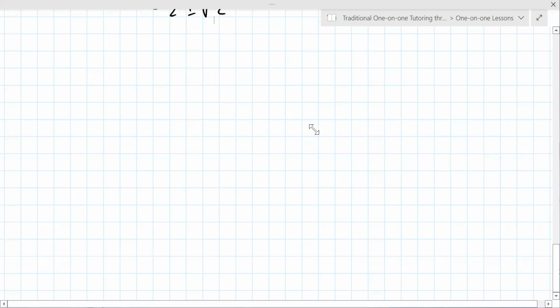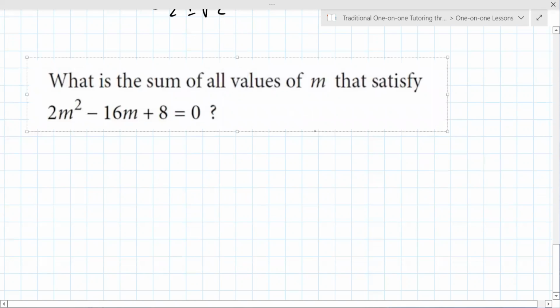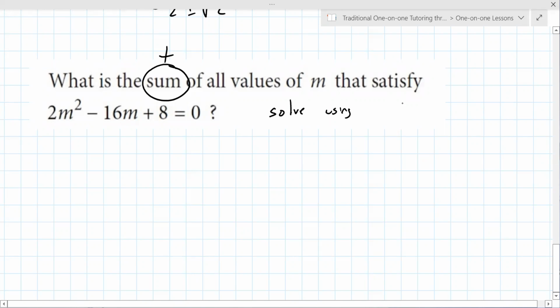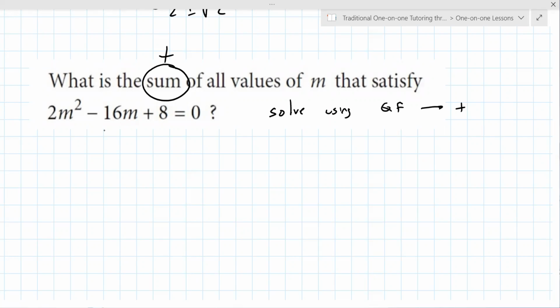All right. So this one says, what is the sum of all values of m that satisfy this equation? Sum means to add up. So a lot of times they're asking you like a really complicated question, but if you simplify it, they're just asking you to solve using the quadratic formula. Okay. And then add them together. So what I want you to do is solve this using the quadratic formula like we've been doing. Okay. So take your time, see if we can get this one right from the start.